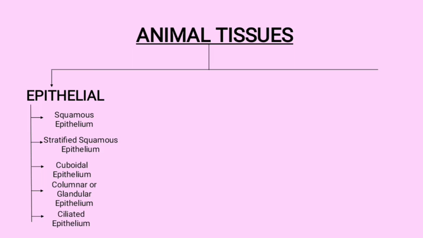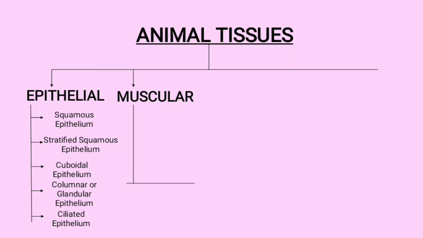And the last type of epithelial tissue is the ciliated epithelium. Columnar or cuboidal, having cilia at their surfaces, forms the ciliated epithelium tissue. So the first type of animal tissue is epithelial, which is again further divided into 5 types: squamous, stratified, cuboidal, columnar and ciliated. Now the second type of animal tissue is our muscular tissue.